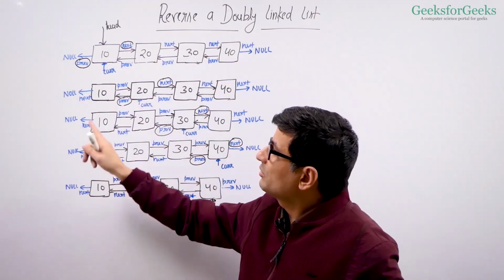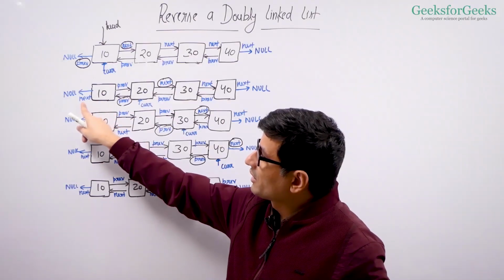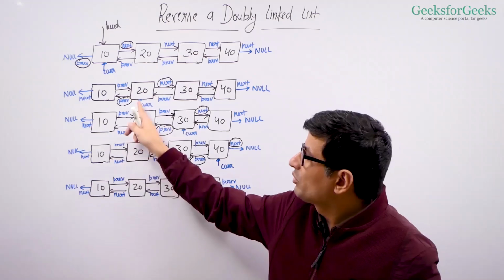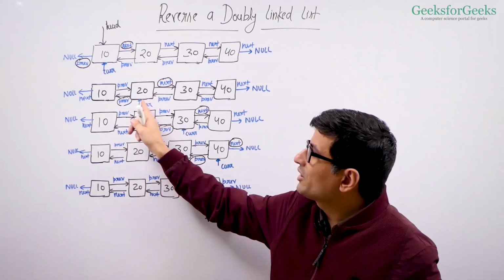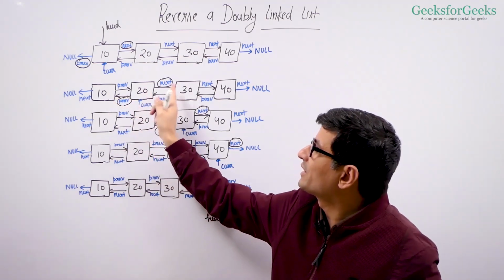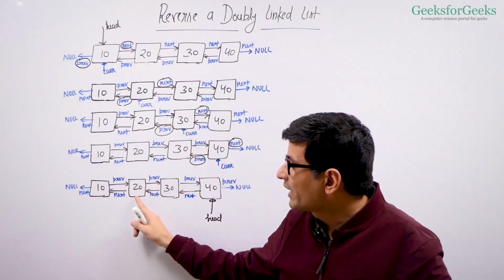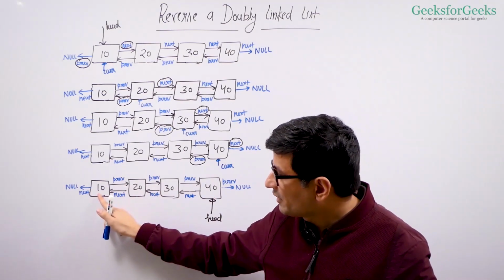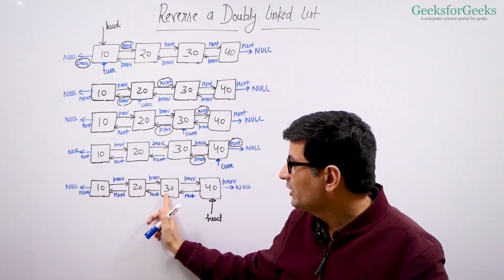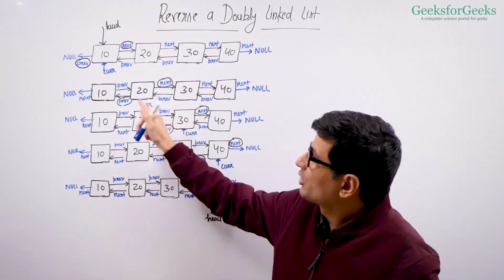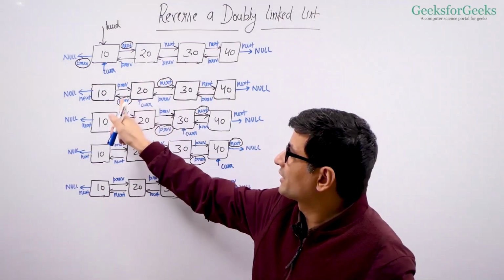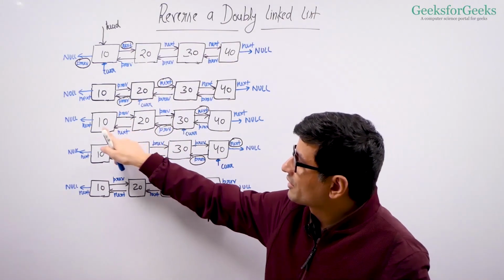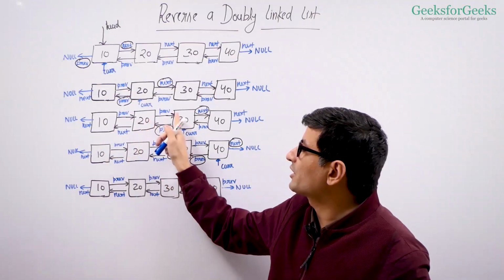After you swap these two, your next of 10 becomes null and previous of 10 becomes 20. Now you move to 20, and 20's previous is 10 and 20's next is 30. In the modified linked list, this is your head and 20's next should be 10 and 20's previous should be 30. So we again need to swap previous and next, right? Then we get this linked list. We get the next of 20 as 10 and previous of 20 as 30.